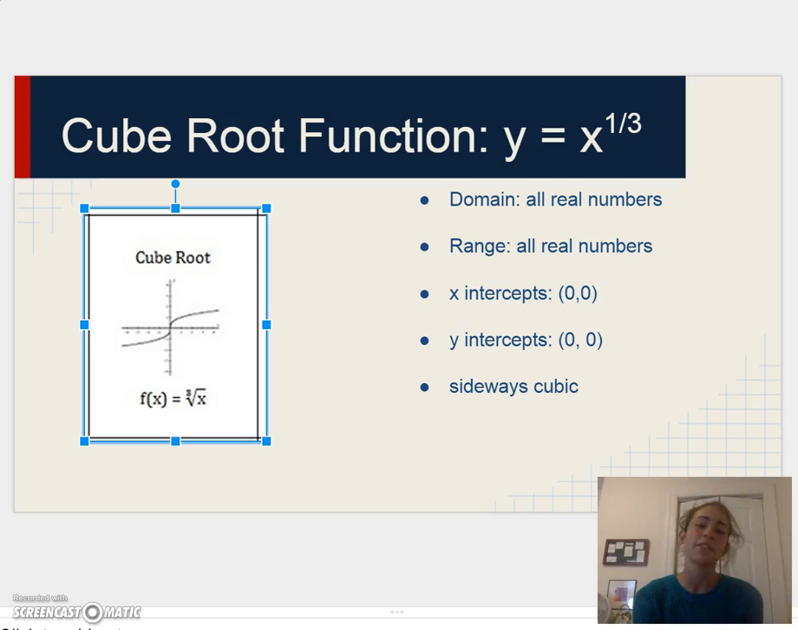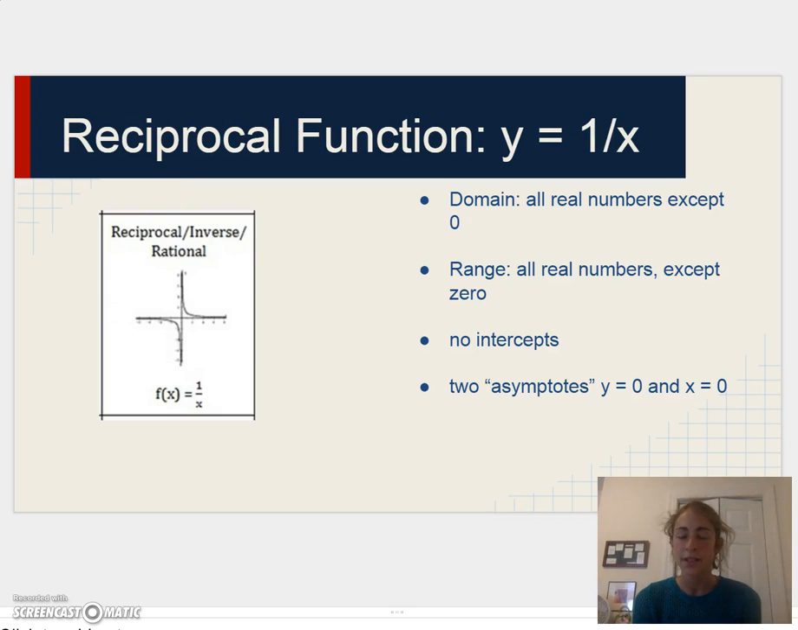Now our final parent function might look a little strange to you. It's a brand new one. This is called the reciprocal function. Reciprocal because it's 1 over x, so we're looking at the reciprocal of x. So when we talk about the domain of this function, well, we have an x in the denominator. That gives us a problem. So what value of x is not allowed?